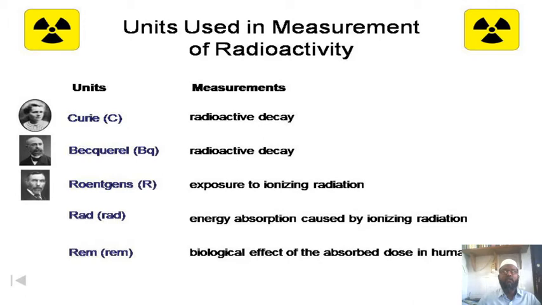Similarly, there are two other units also used in measurements of radioactivity: RAD, that is radiation absorbed dose, and REM, that is Roentgen equivalent man. These are the two other units used to study the absorption caused by ionizing radiation and the biological effect of the absorbed dose in humans. Now we will see these units in a little more detail in the next slide.